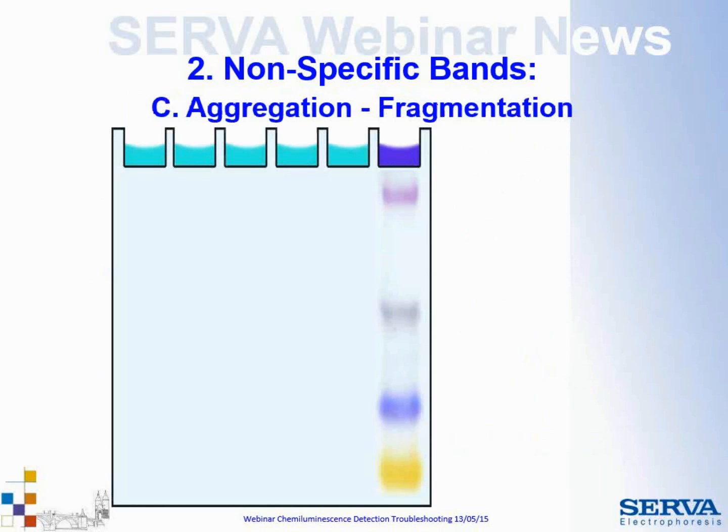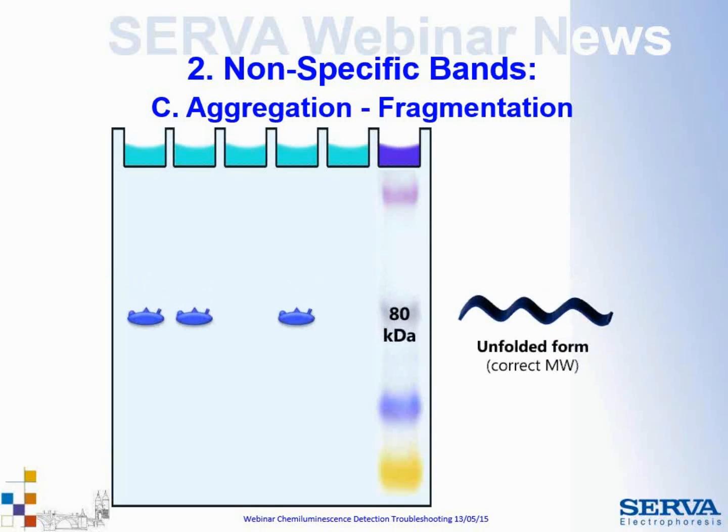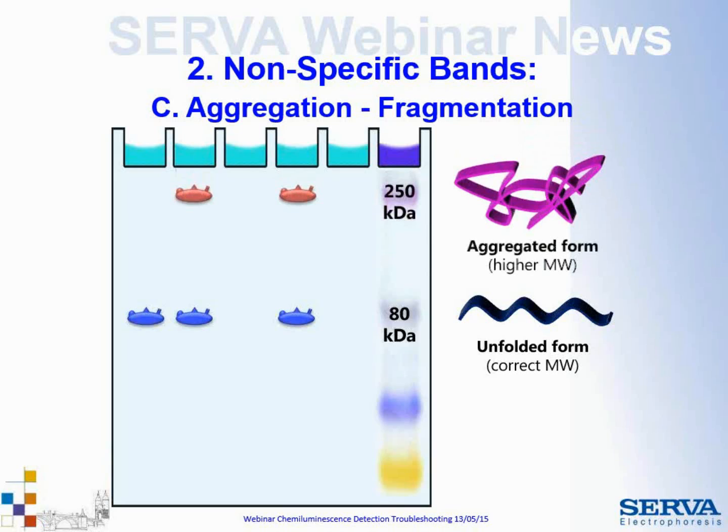Further, unspecific bands can also be obtained by aggregation or fragmentation of the target protein. The target protein, for example, has a molecular weight of 80 kDa. If it aggregates, the aggregate will form larger complexes, and you will have a higher molecular weight which reacts with the first antibody. Or if it is degraded, as I already mentioned for the sample preparation step, you will get smaller proteins or peptides which react with your antibody, and this will also lead to unspecific bands.